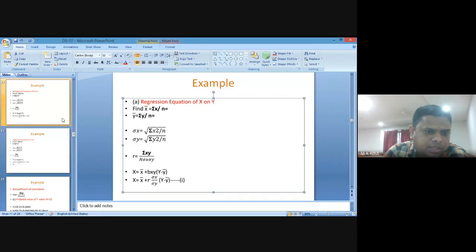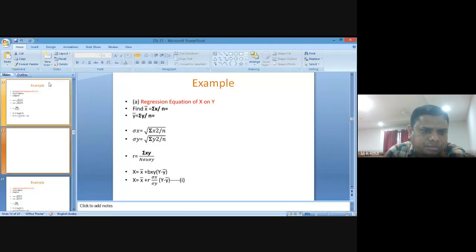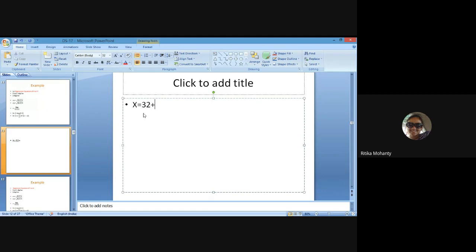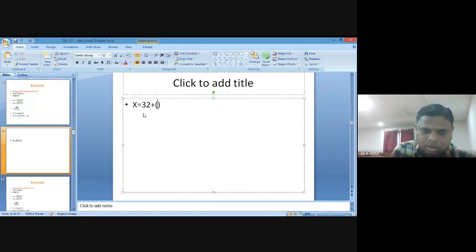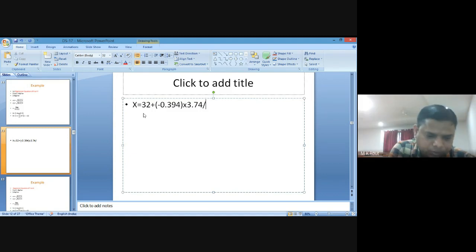Okay, I simplify from my side. Just a minute, I add another slide here. Your x equals to how much? 32 plus minus 0.394 into 3.74 divided by 6.3, into y minus 38.